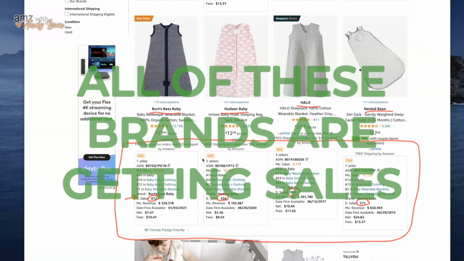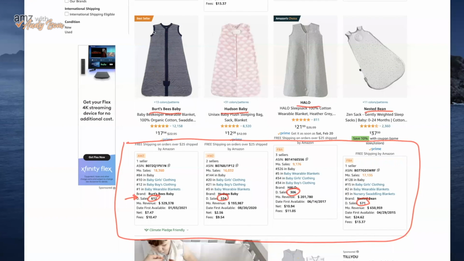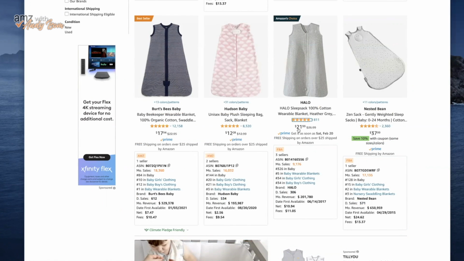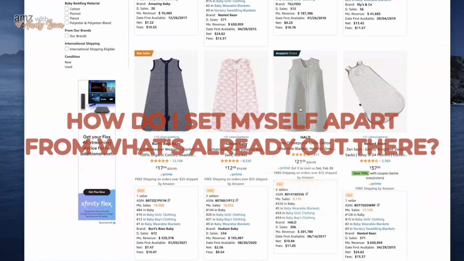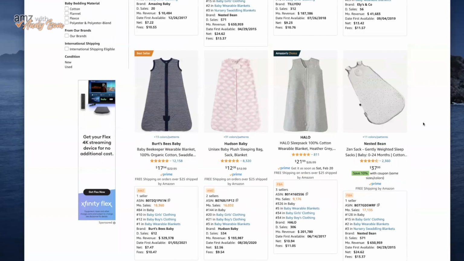But the point being, all these brands are getting sales. They're all different. They all have slight modifications to their products. They're all a sleep sack, but they all have little teeny different design elements, and they're all selling really well. So you just need to think about, how can I set myself apart from what's already out there?